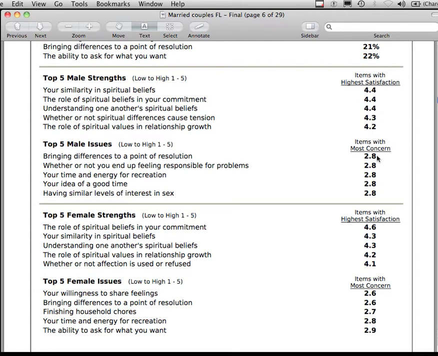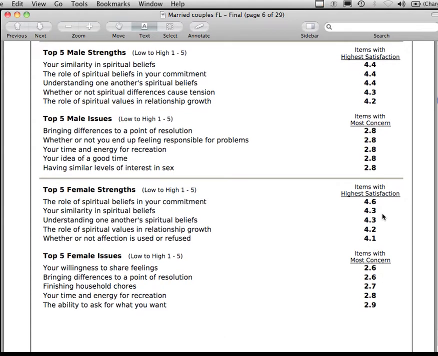Now, what are the big issues the men are highlighting? You can see here their scores were averaging 2.8 on all of these items. They kind of all tied for the items with the lowest average score. And here we have a conflict resolution item, here are 2 leisure activity items. They're the time and energy for recreation, having a similar idea of what is a good time. And then there's a sex item here for the men, where they're concerned that their partner may have a different level of interest in sex.